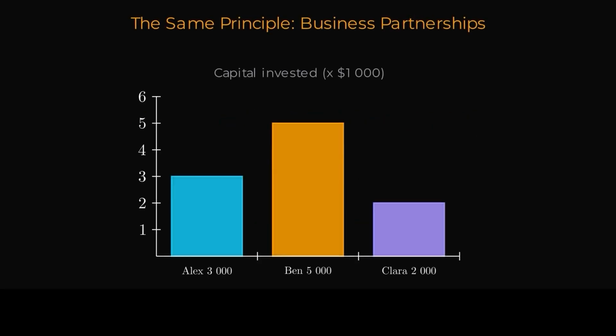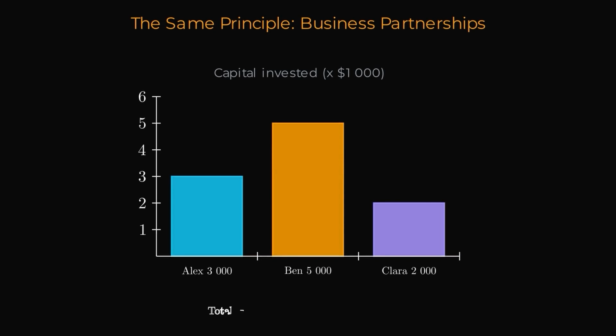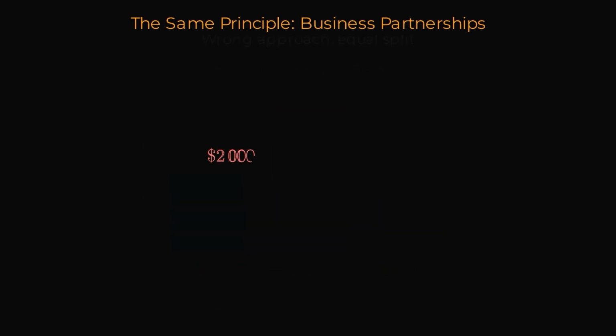3 business partners start a company. Alex puts in $3,000. Ben puts in $5,000. Clara puts in $2,000. Total capital, $10,000. At the end of the year, they have made a profit of $2,000. The question: how do they split it? The tempting answer: 2,000 divided by 3, roughly $667 each. Fair, right? Equal partners, equal profit.